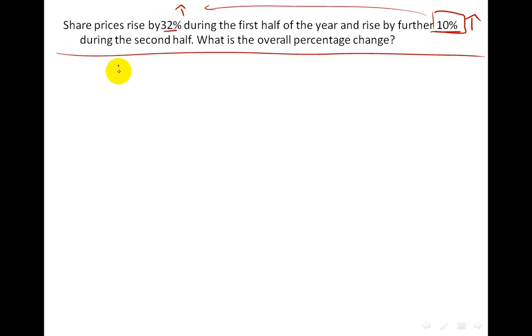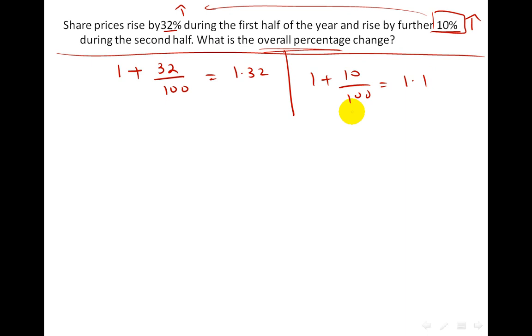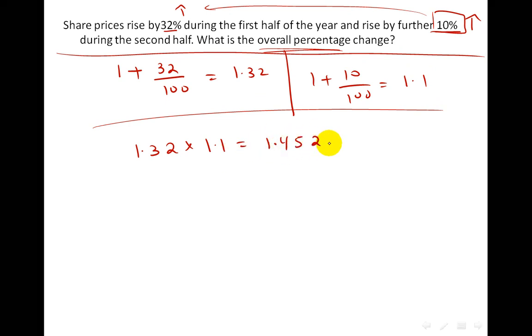So first, let's find separately this raise. Don't forget that it's an increase, so it will be 1 plus 32 over 100, which will give you 1.32. And let's talk about the second rise. Again, it's a rise, so 1 plus 10 over 100, and it will be 1.1. Because the overall percentage rise is a composition of these two changes, they're going to be multiplied. 1.32 multiplied by 1.1, and you'll have 1.452.